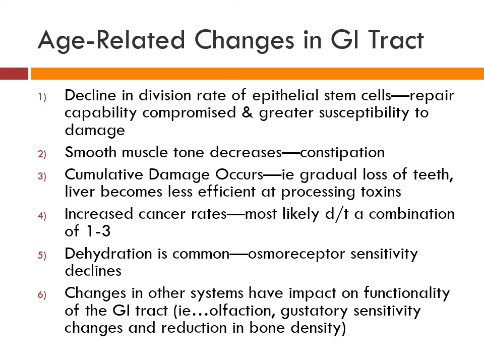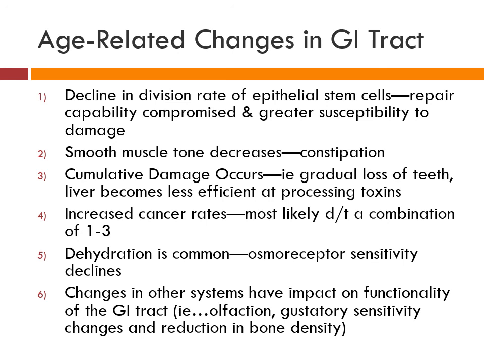We have cumulative damage which we recognize through loss of teeth. The liver becomes less efficient at processing toxins. We have an increased cancer rate because we have decreased immune function and decreased stem cell repair. So increased likelihood of cancer as we age. Dehydration becomes common because our osmoreceptors become less sensitive, so we absorb less water from the bolus and the chyme and all of the things that are moving through the system.